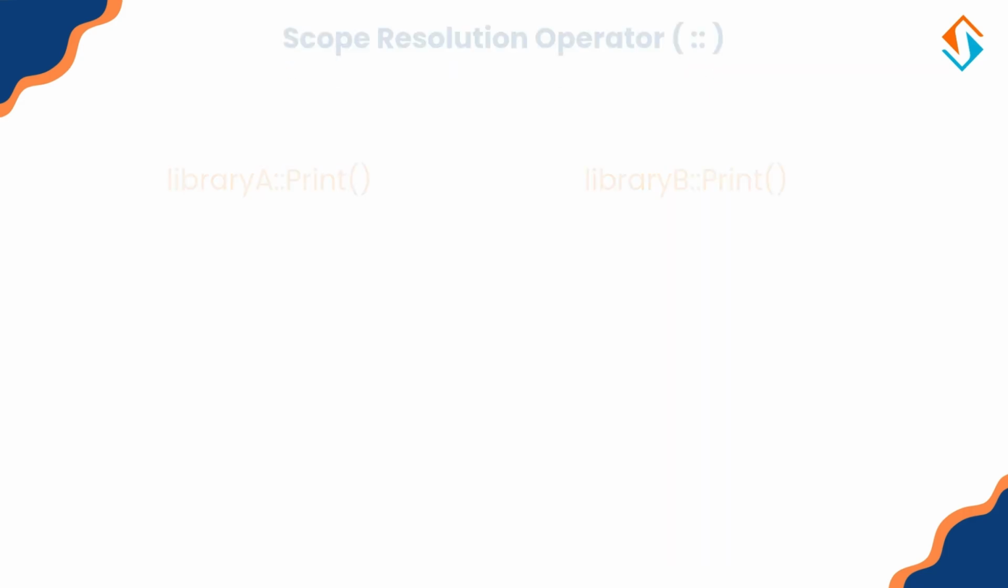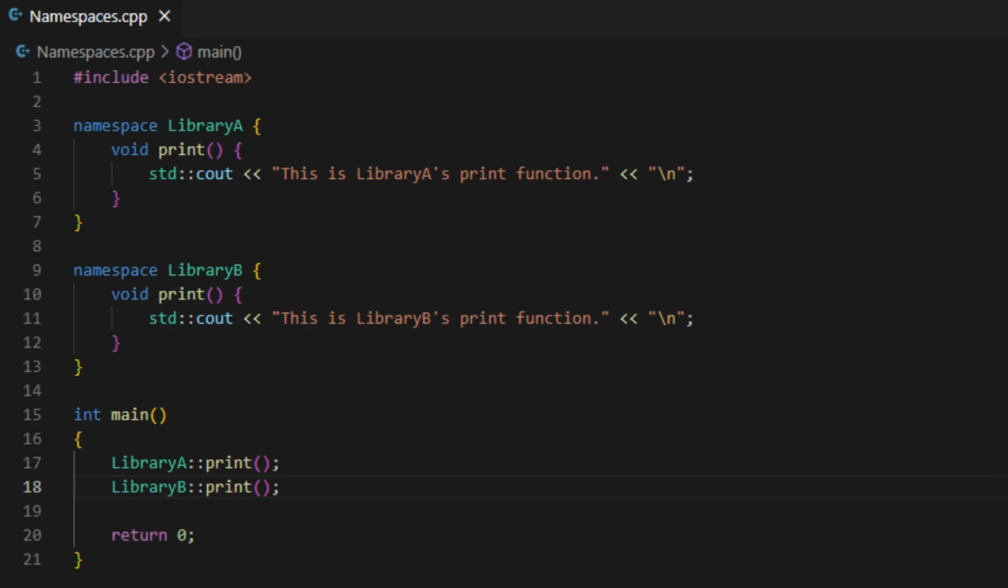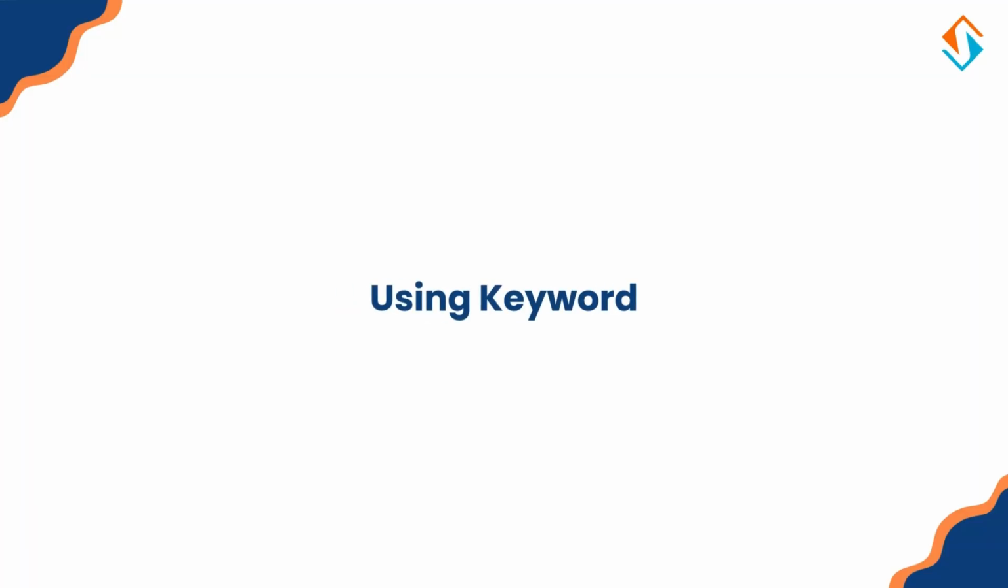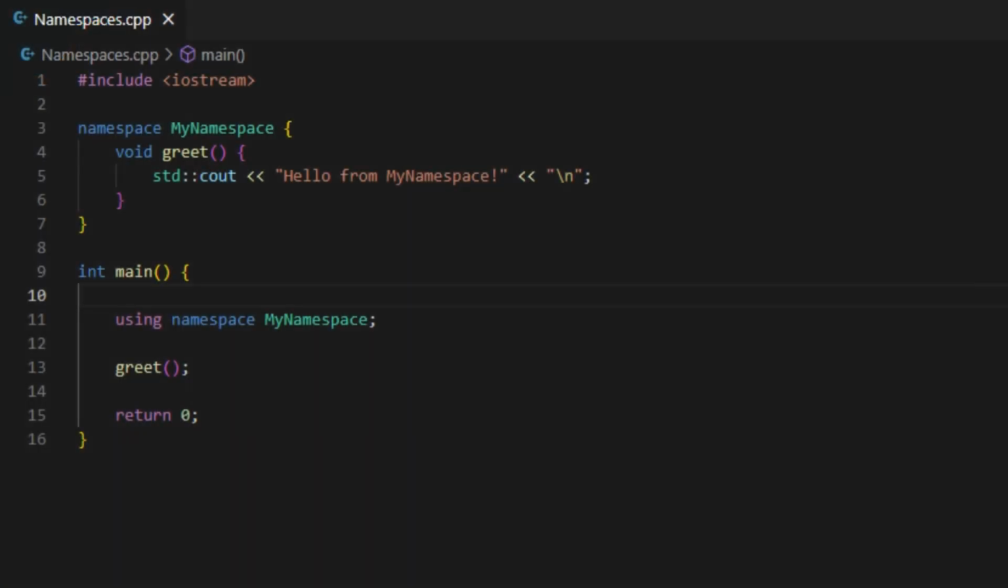Let's look at a quick example to see namespaces in action. Here, library A and library B both have a print function, but because they're in different namespaces, there's no conflict. You can specify which one to use with libraryA::print or libraryB::print. Tired of typing the namespace name every time? You can simplify things with the using keyword. When you add using namespace myNamespace, the compiler knows to look inside myNamespace for any functions or variables. But be careful. If two namespaces have conflicting names, this can create problems.